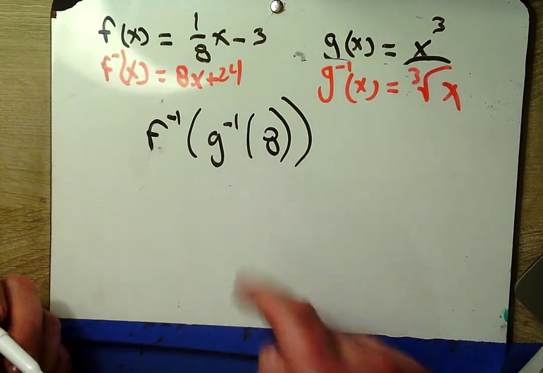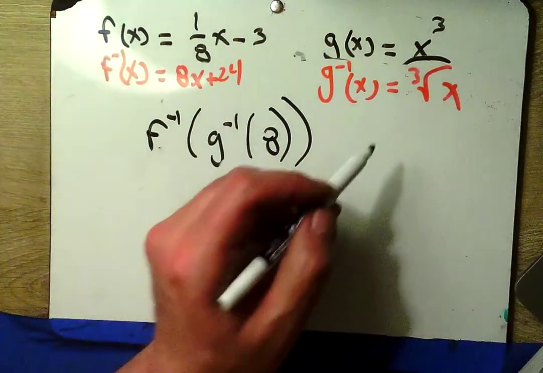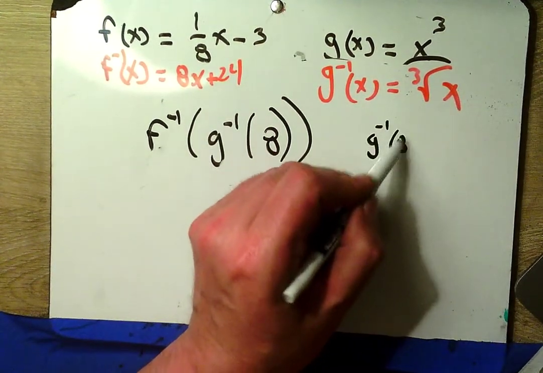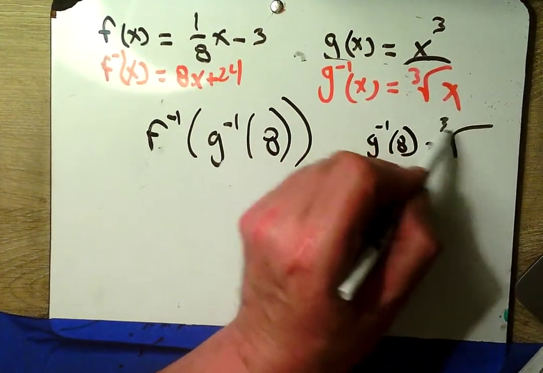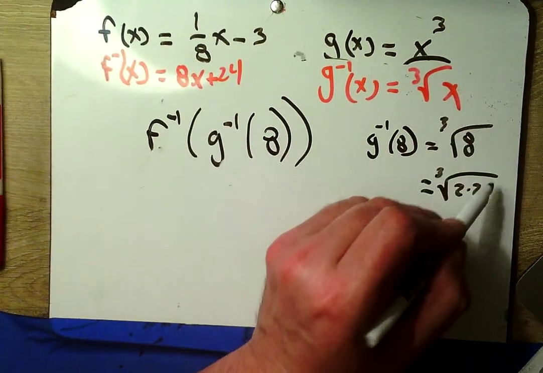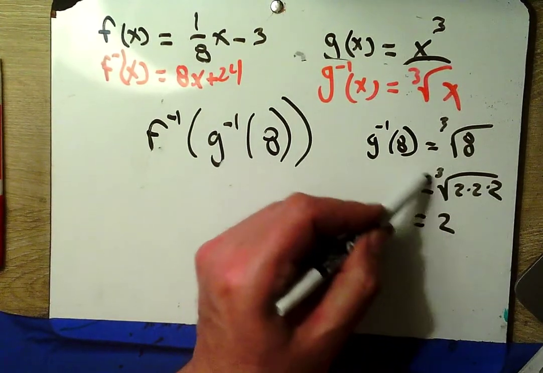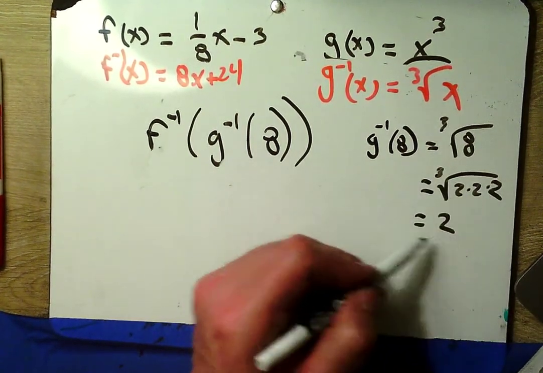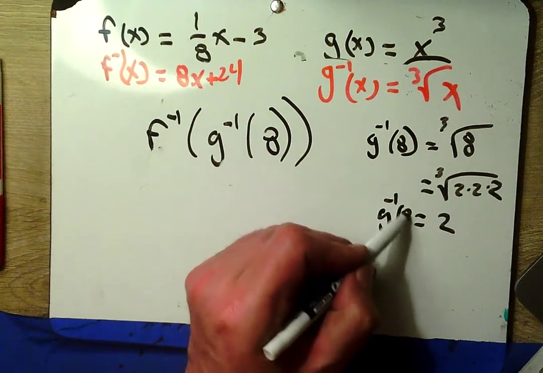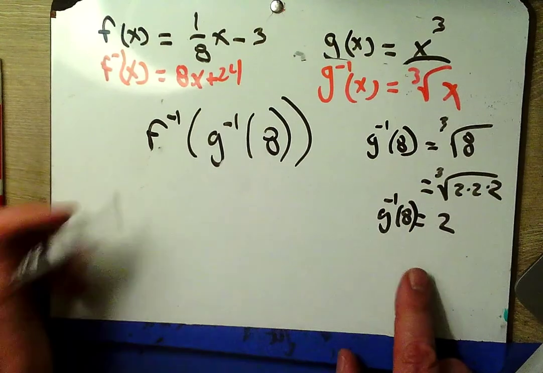Welcome back. Did you plug 8 into G inverse? Okay, so G inverse of 8 is the cube root of 8. And since 8 is 2 times 2 times 2, we know that's going to be just 2, because I need a group of 3 of the same, which I have, to get one out. So this G inverse of 8 can be replaced with 2.